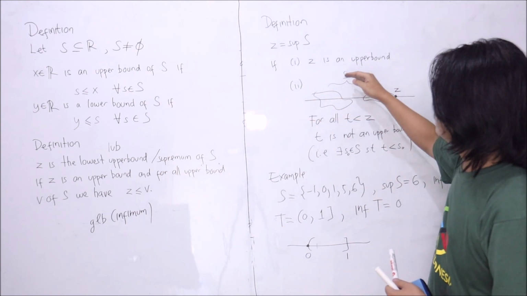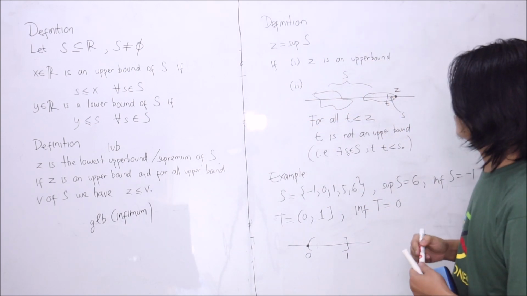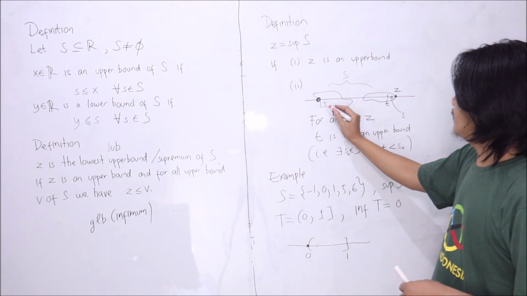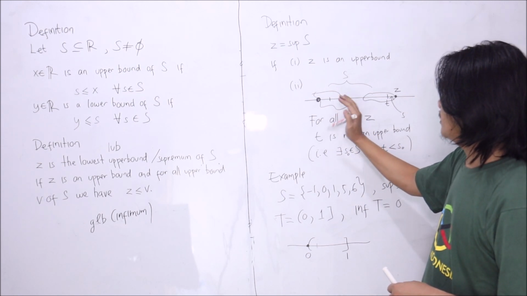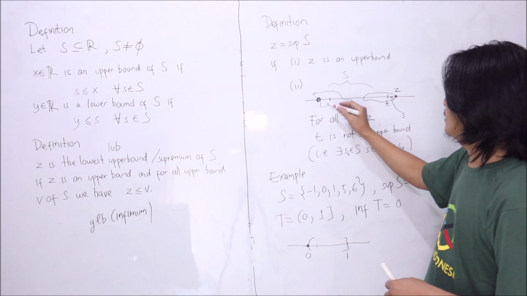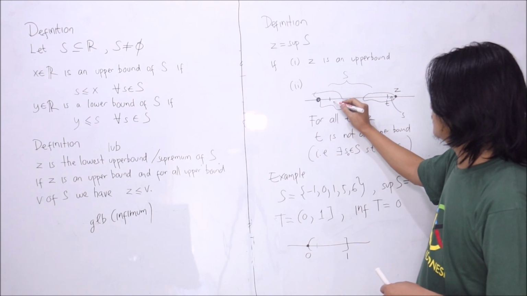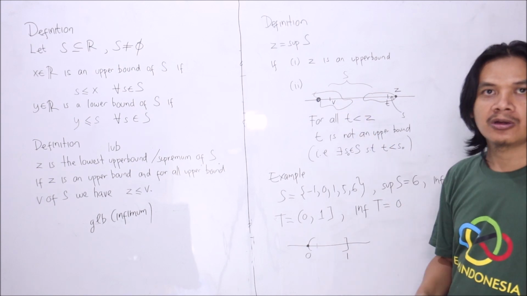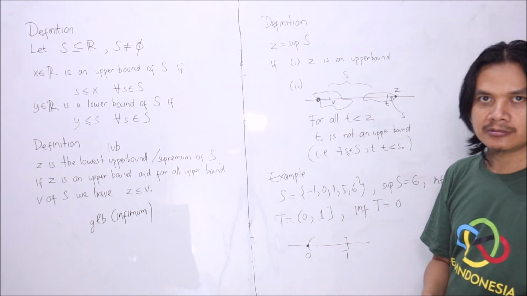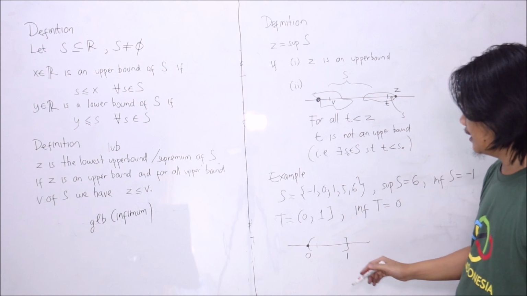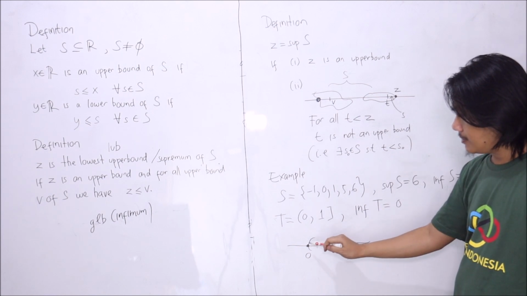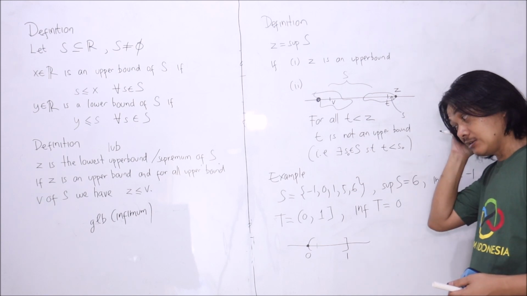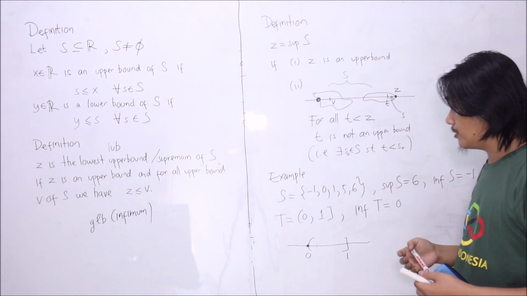Or, using this definition, if you want to use infimum, let's say the infimum is here. If we move to a certain point to the right of the infimum, let's call it V here, then this V is no longer a lower bound. Right? So, okay. So our claim is that 0 is our greatest lower bound, or our infimum.